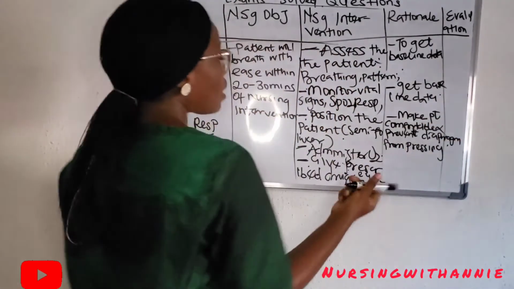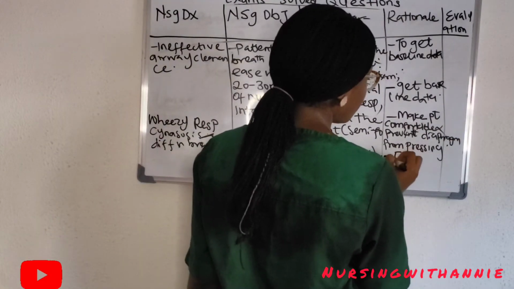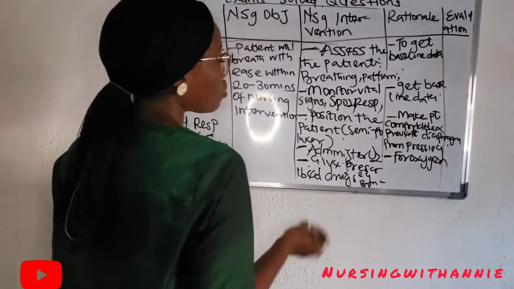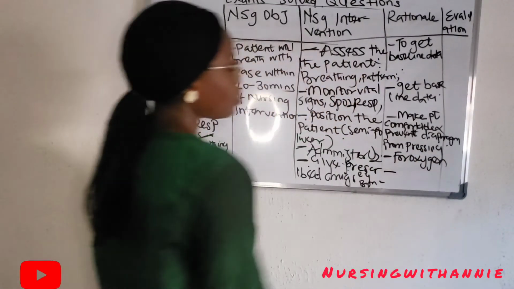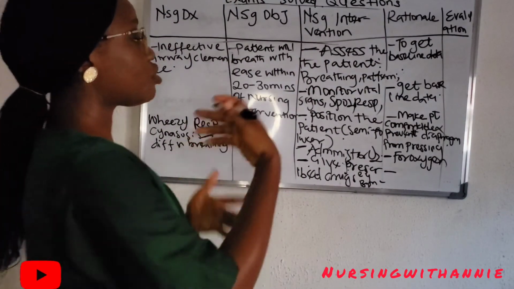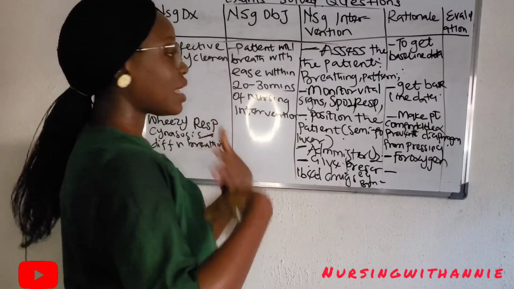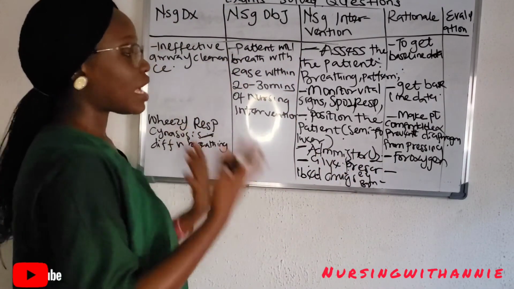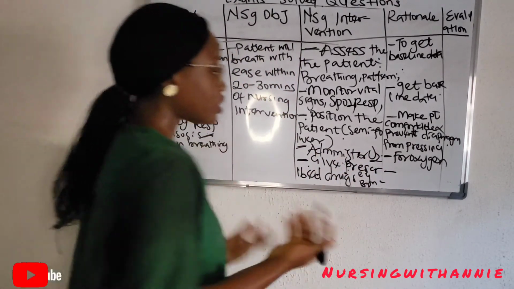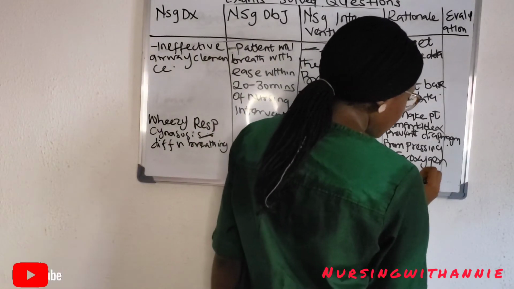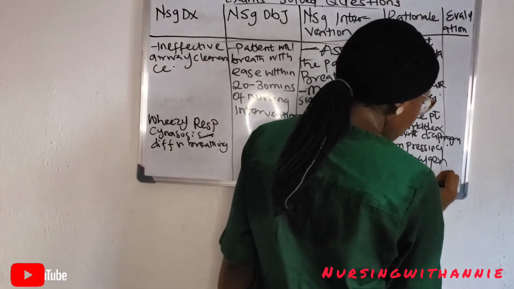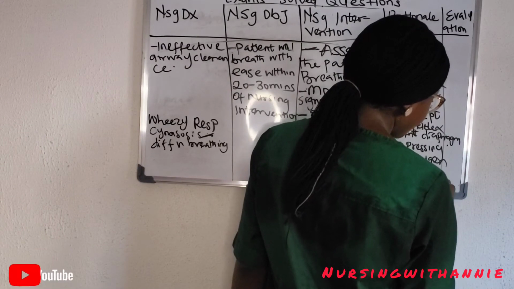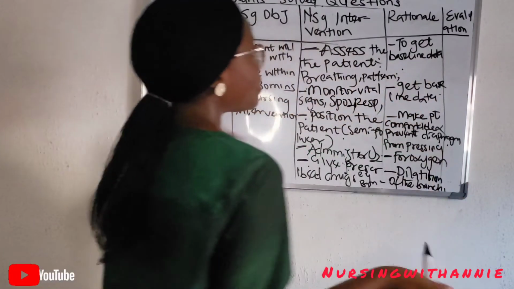Then you administer O2, for oxygen. Then you give prescribed drugs. What do the bronchodilators do? They help to clear the mucus secretion. They help to dilate the bronchi so that air can flow in and flow out easily. So this is for dilatation of the bronchi. Yeah, my body is very small.